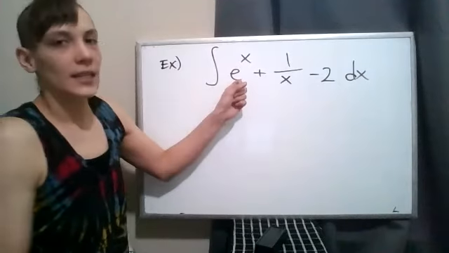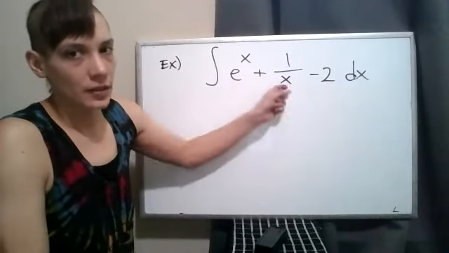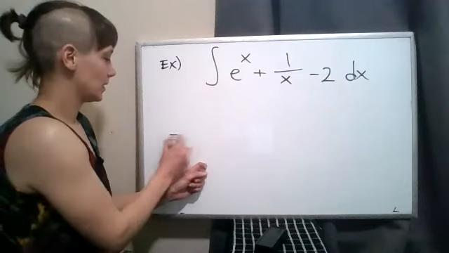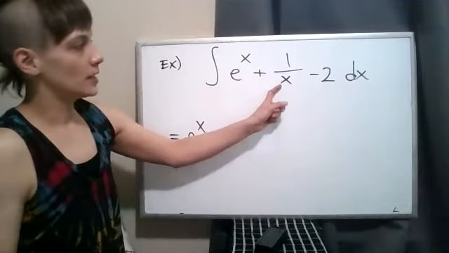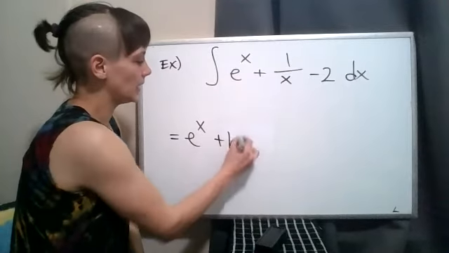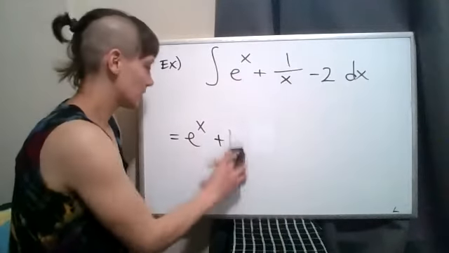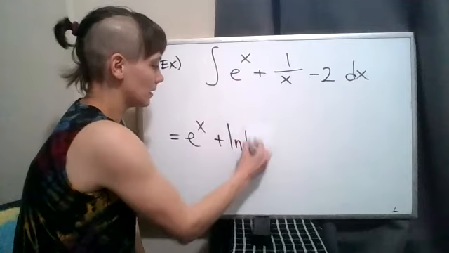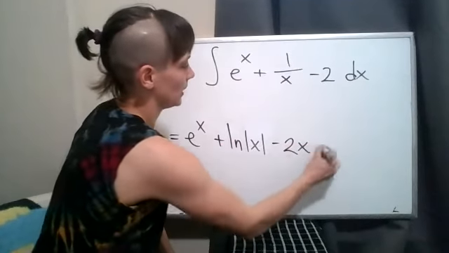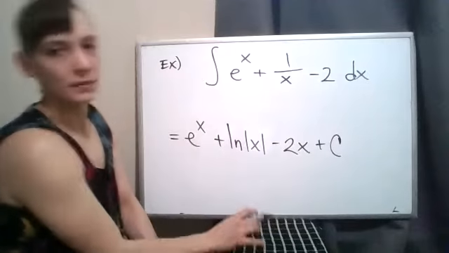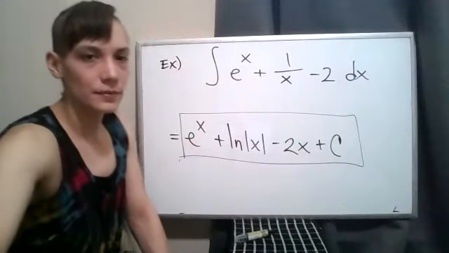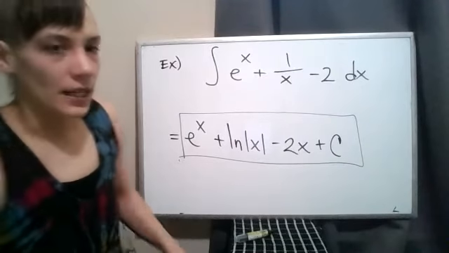Okay, so just get an antiderivative for each term as you go. The antiderivative of e to the x is e to the x. And the antiderivative of 1 over x is ln absolute value of x, minus 2 times x, and plus some number c. Okay, use substitution.